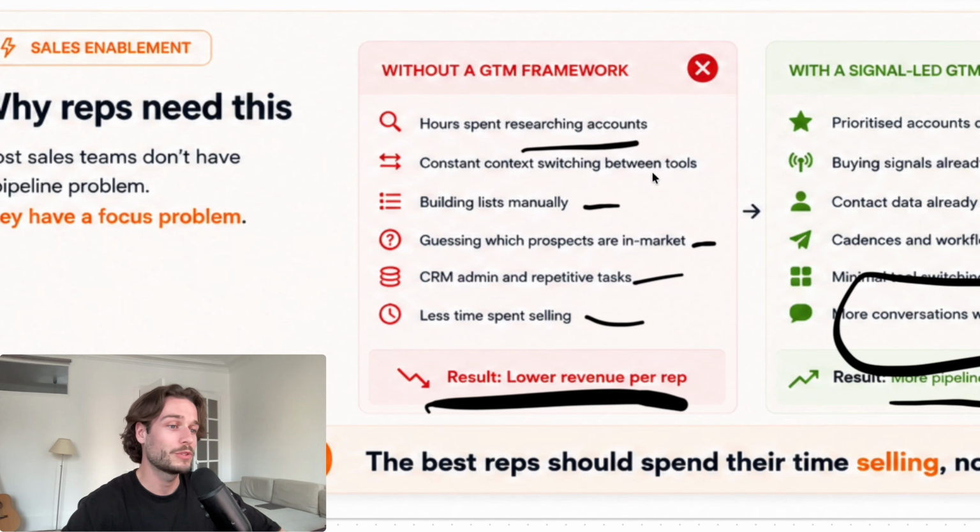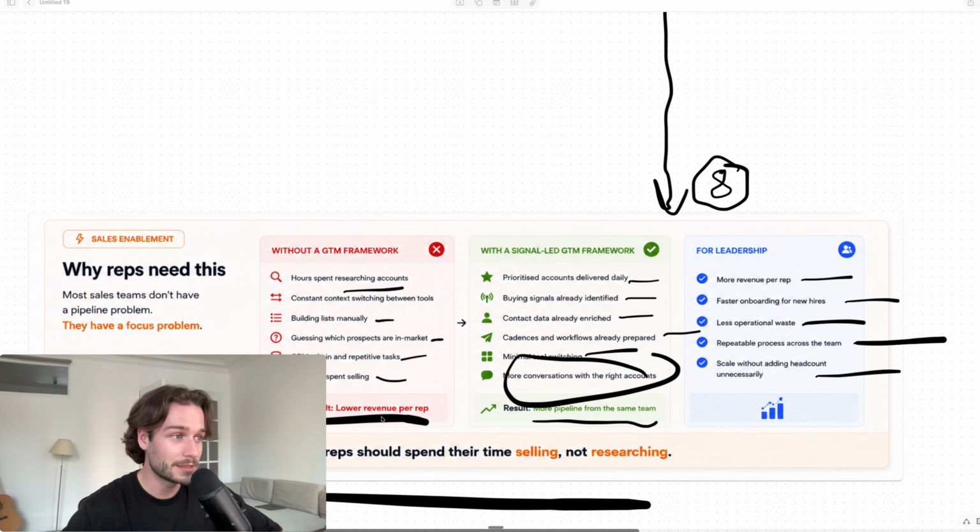They're context switching between tools. They're building lists manually, guessing which prospects are in market. They're doing CRM admin, repetitive tasks, and less time spent selling. The result here, if you follow this situation, which is most companies that I speak to in the traditional way that sales reps operate, you get a much lower revenue per rep to the point where it's almost becoming unsustainable these days.